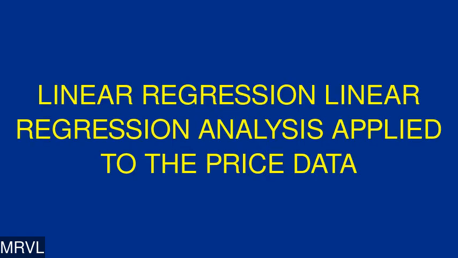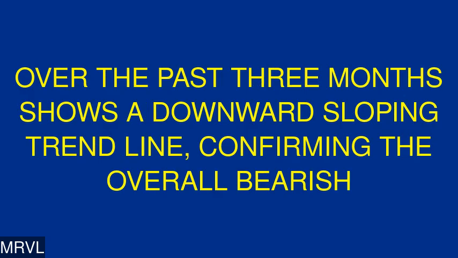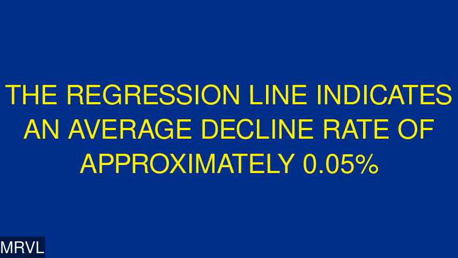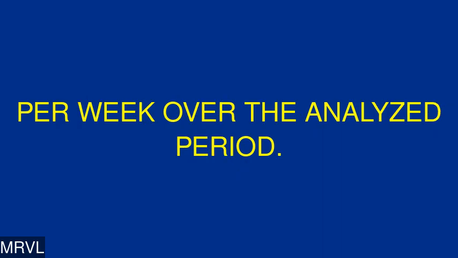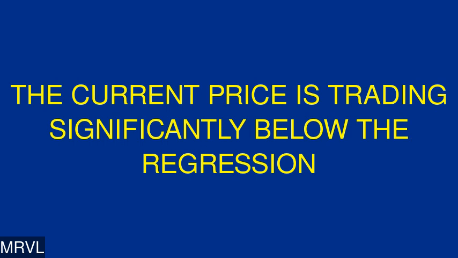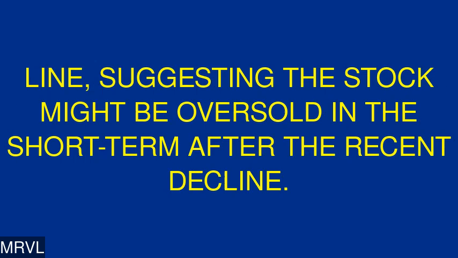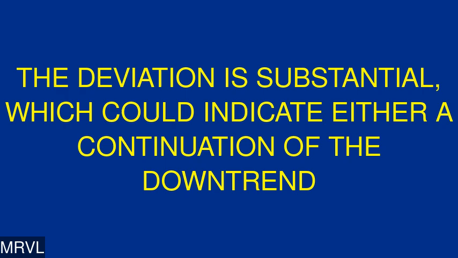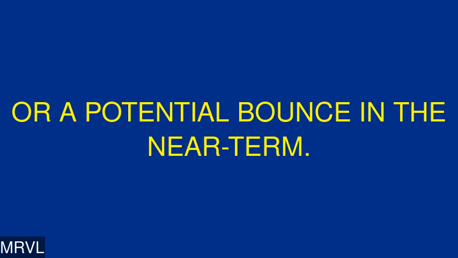Linear regression analysis applied to the price data over the past 3 months shows a downward sloping trend line, confirming the overall bearish trajectory. The regression line indicates an average decline rate of approximately 0.5% per week over the analyzed period. The current price is trading significantly below the regression line, suggesting the stock might be oversold in the short term after the recent decline. The deviation is substantial, which could indicate either a continuation of the downtrend or a potential bounce in the near term.